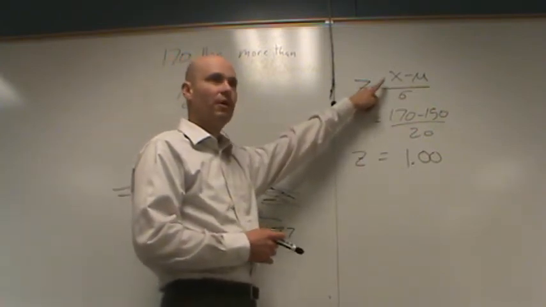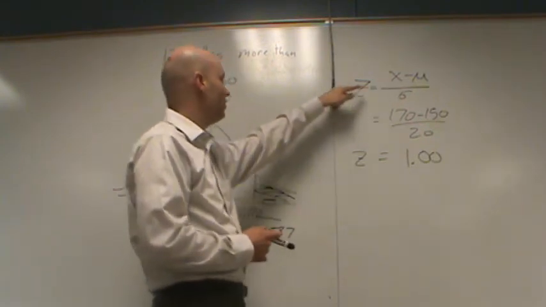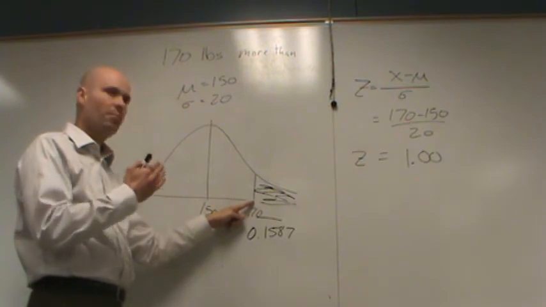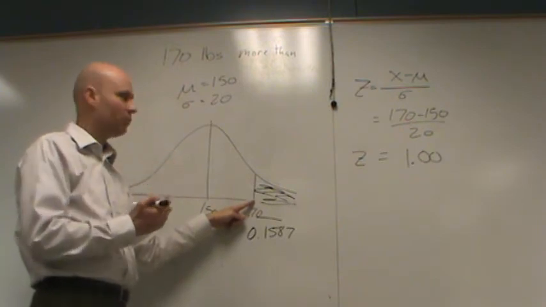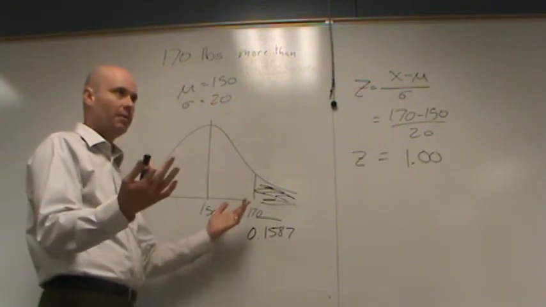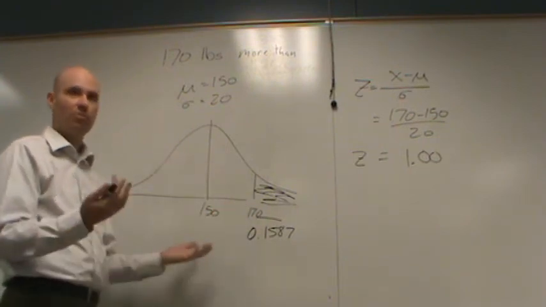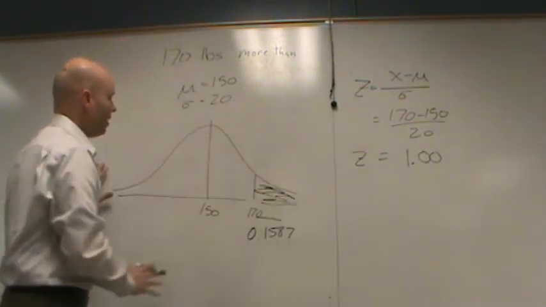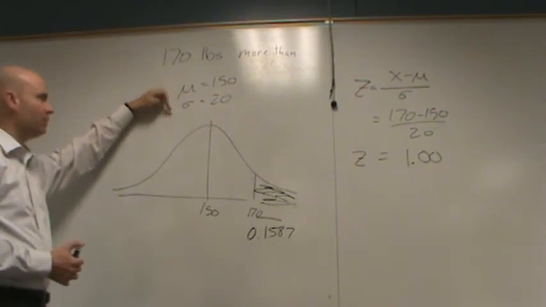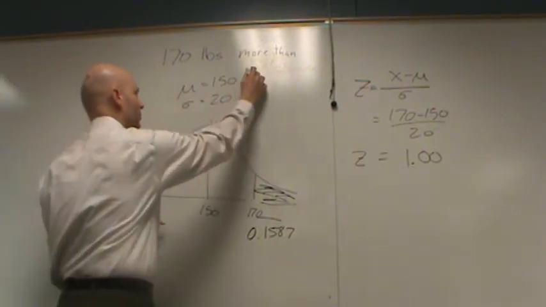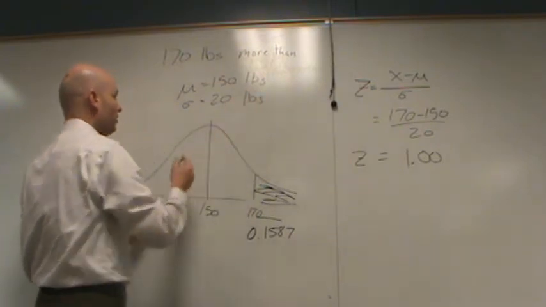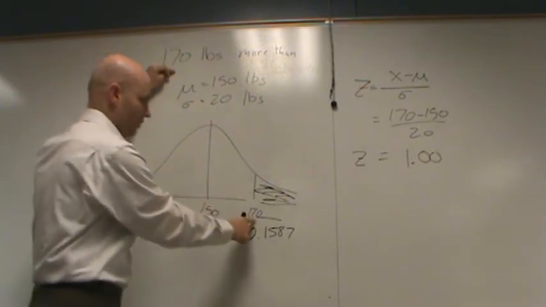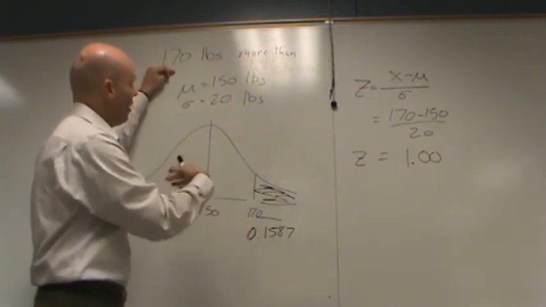Certainly, this comes from this equation. X is the point that we're looking at related to the rest of the population, it's our question point, if you will. We're wanting to know if we have a population of students with a mean of 150 and a standard deviation of 20 pounds, and we're asking the question, if X equals 170, that's our value here, how many are going to be more than that?